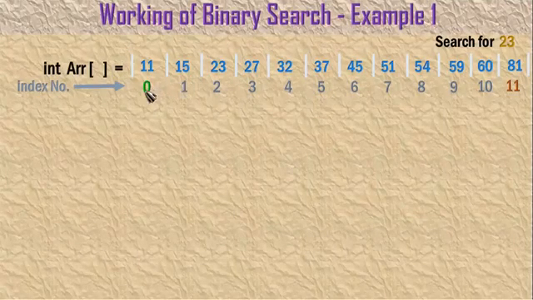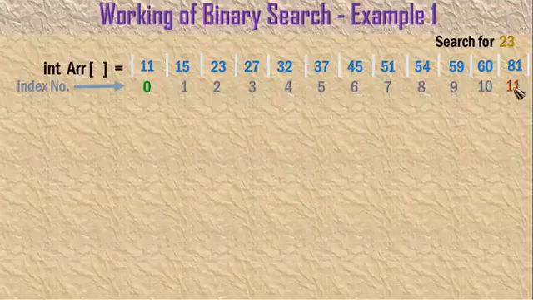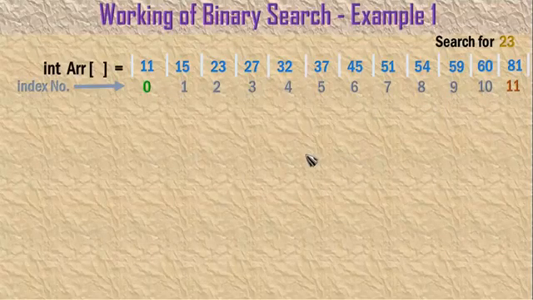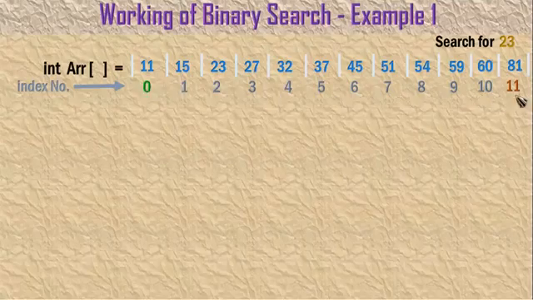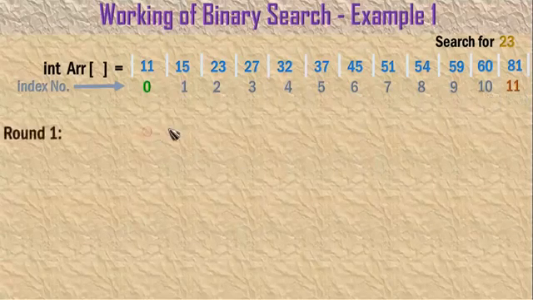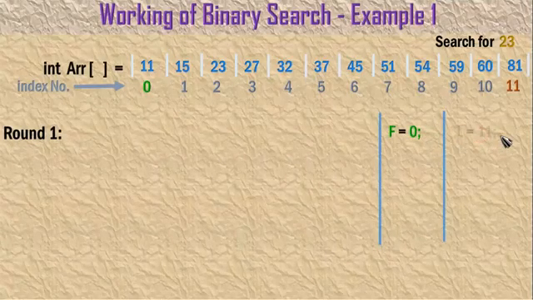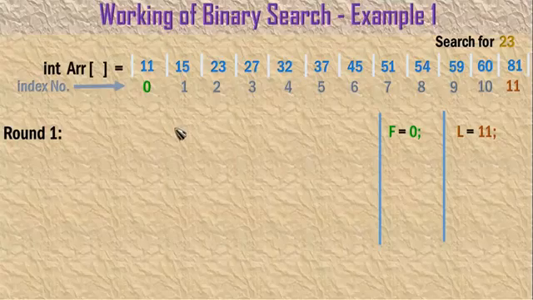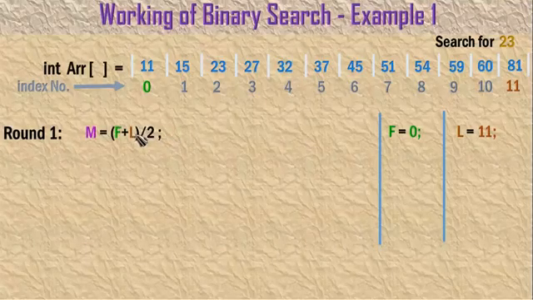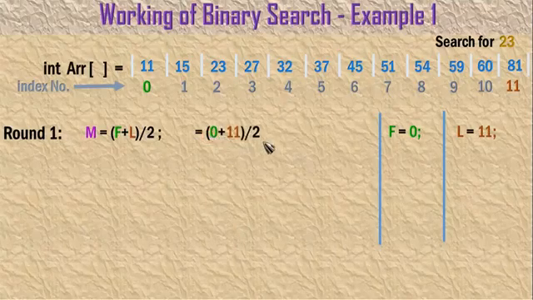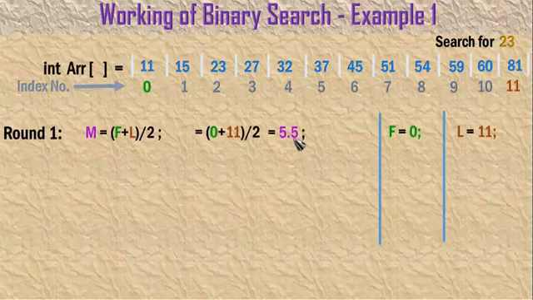For your better understanding, I have matched the first index, last index, and even the middle index with colors. Please follow the colors also so that it will be easy for you to understand. For the first time, the search will be in the whole array. So it takes the first index as 0, last index as 11 here, and then we add the first index and last index divided by 2. So we get 5.5.